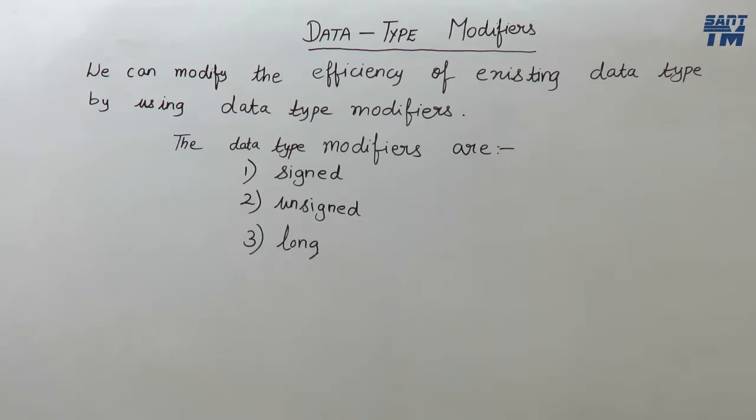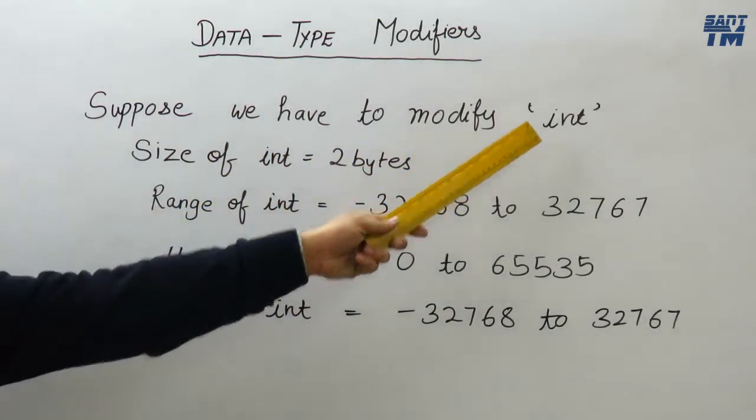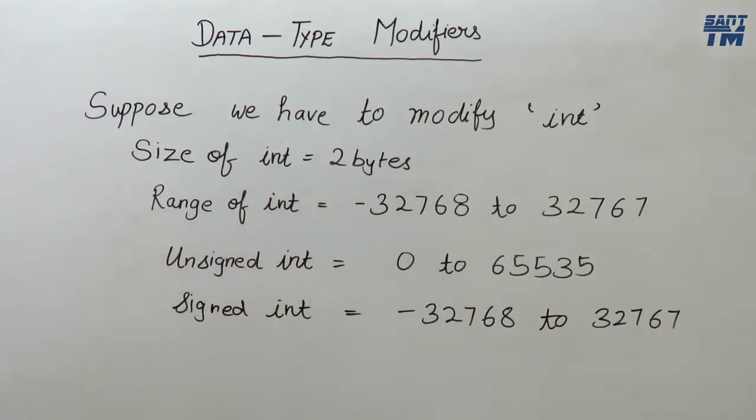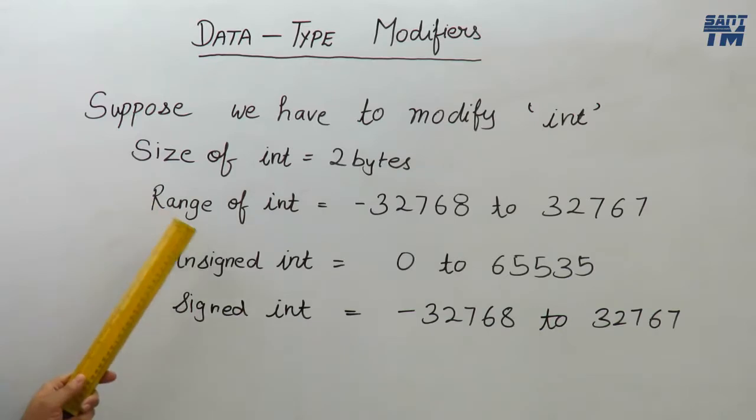There are three types of data type modifiers: signed, unsigned and long. Now we will see how they modify each of the fundamental data types. Suppose we have to modify the fundamental data type, say int. The size of int is 2 bytes. It occupies 2 bytes in the memory, and the range of int is -32768 to 32767. Range means, suppose we have declared a variable int a, then a can have values ranging from -32768 to 32767.